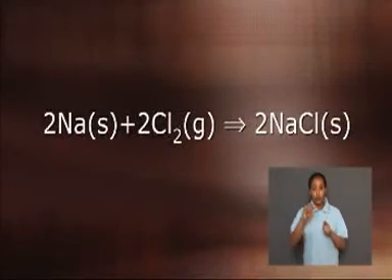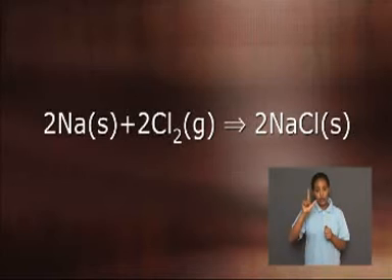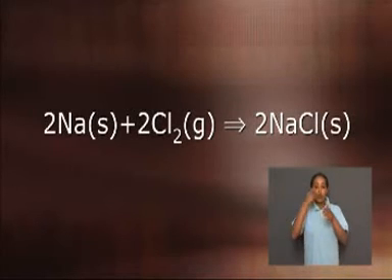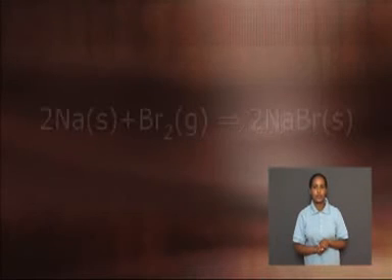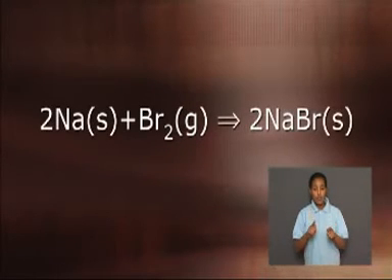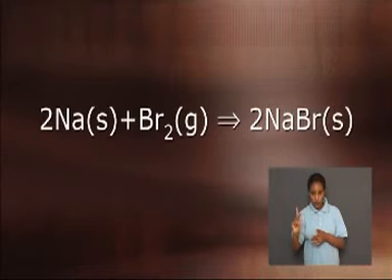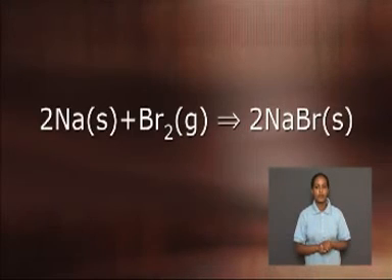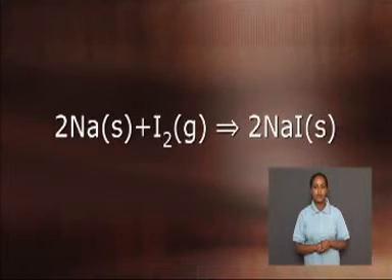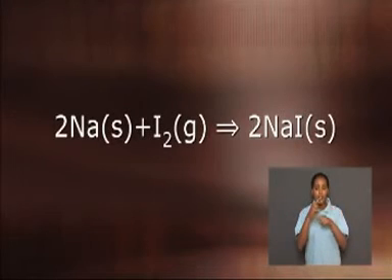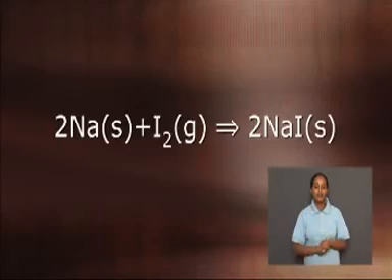When sodium reacts with chlorine, it forms the product sodium chloride. When sodium reacts with bromine, the product sodium bromide is formed. When sodium reacts with iodine, the product sodium iodide is formed.